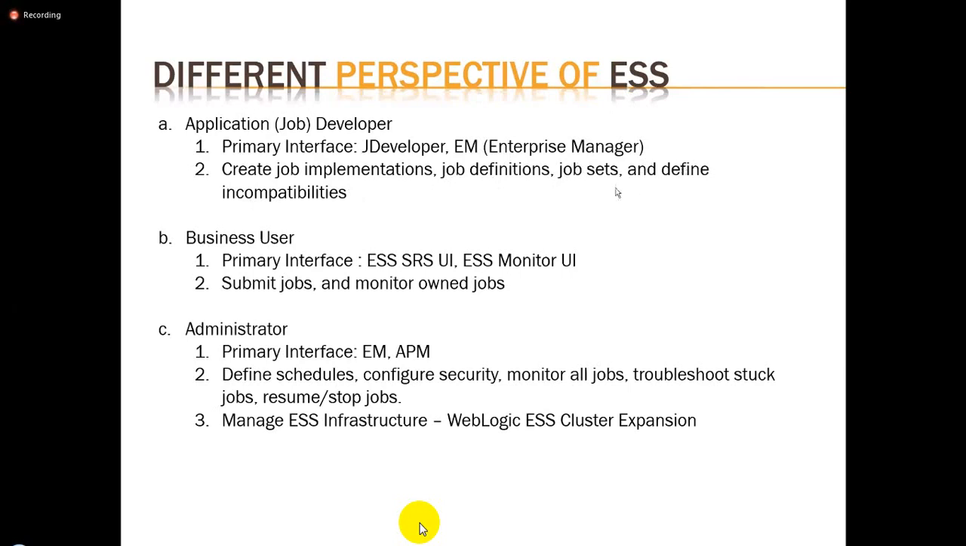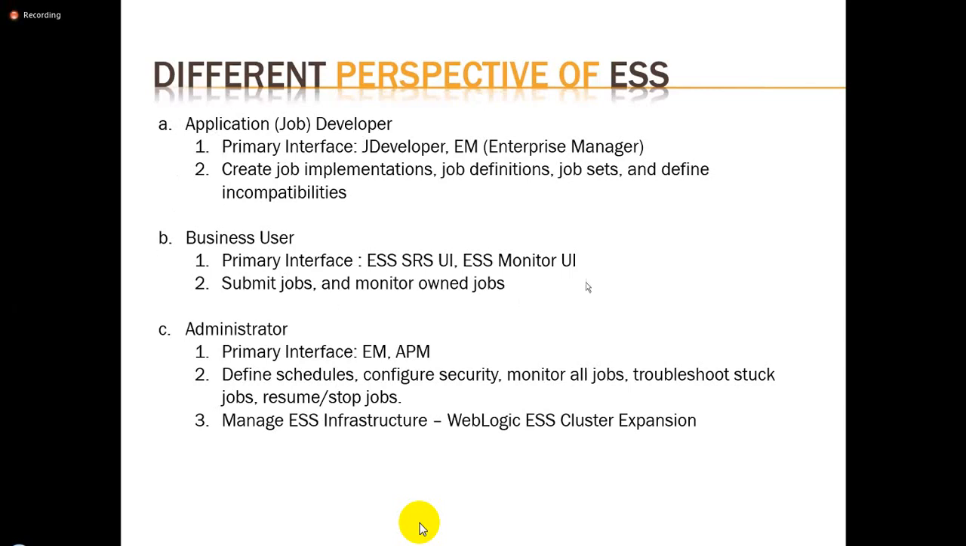and define incompatibilities. Defining incompatibilities, as I was saying, means if we have two jobs, and one job is running, the other job should not run. Those incompatibilities can be defined. If we are creating custom jobs, our own jobs, we can define the incompatibilities using JDeveloper. In JDeveloper, we have to extend one Java class. I'm going to show which class we have to extend, and I will talk about this in a while. Typically, this is what an application developer will do.